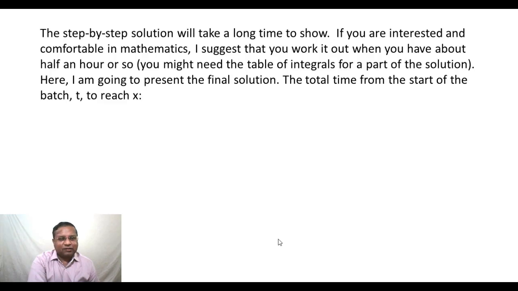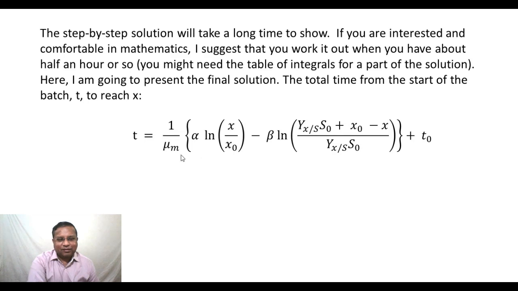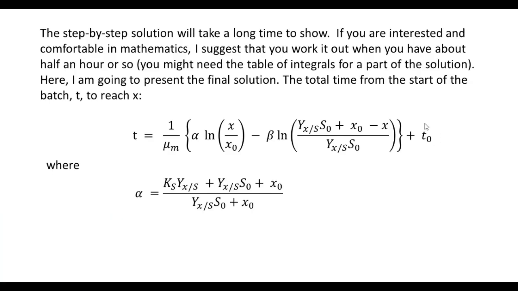The total time from the start of the batch to reach a certain cell concentration x is given as 1 by mu m times a certain alpha times log of x by x0, minus a certain beta times log of Yx/s s naught plus x naught minus x by Yx/s s naught plus x naught, plus the lag time t0, where alpha is this combination Ks Yx/s plus Yx/s s0 plus x0 divided by Yx/s s0 plus x0, and beta is Ks Yx/s divided by Yx/s s0 plus x0.